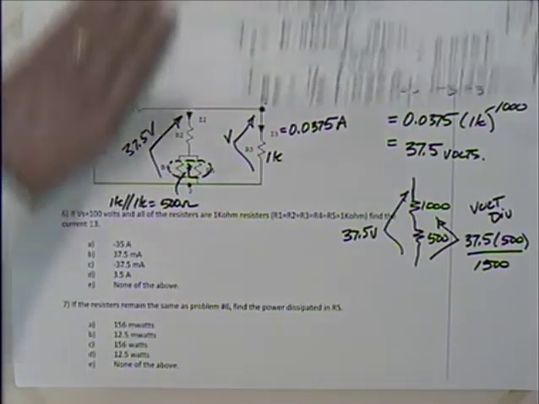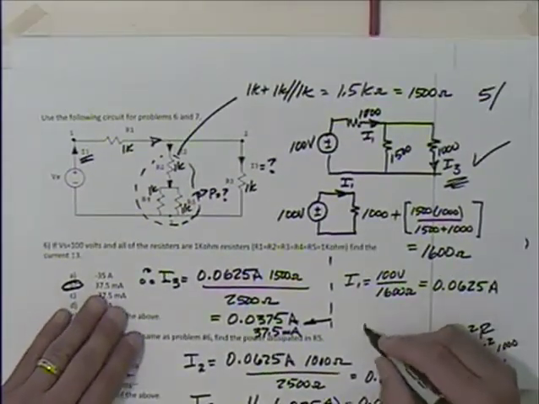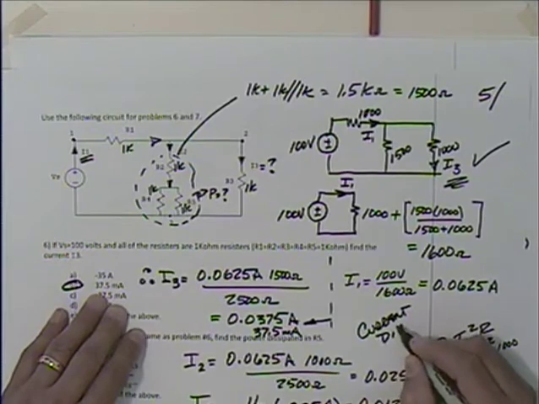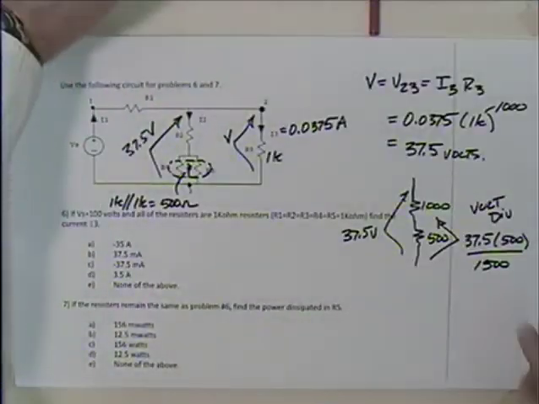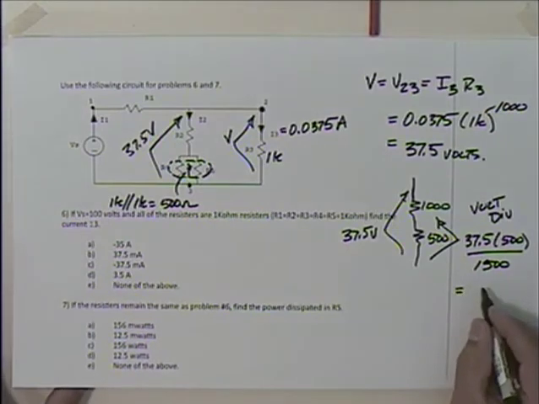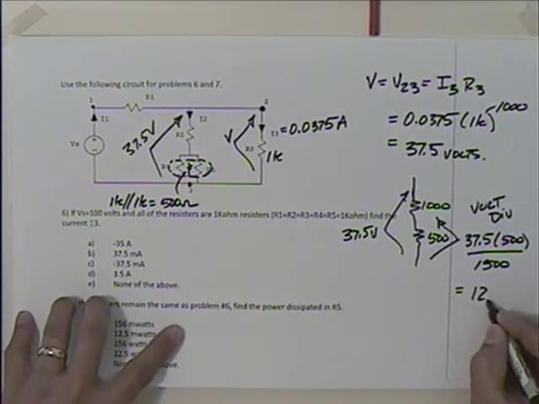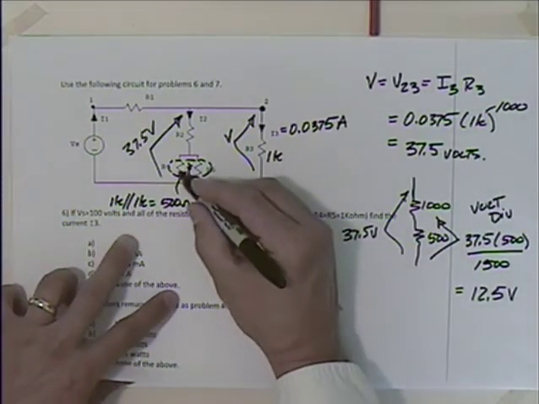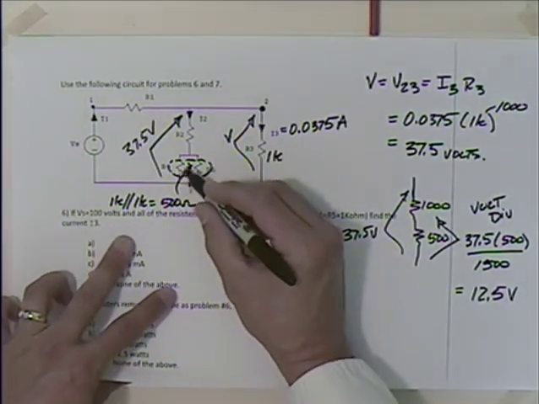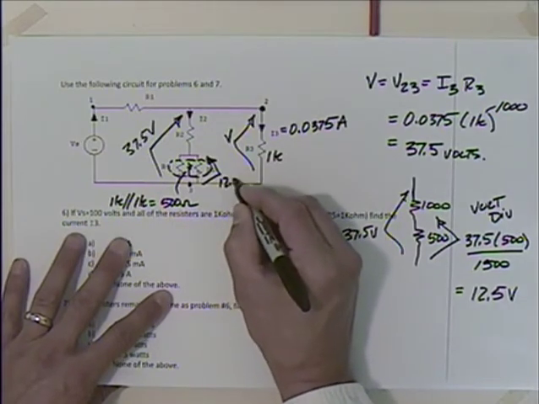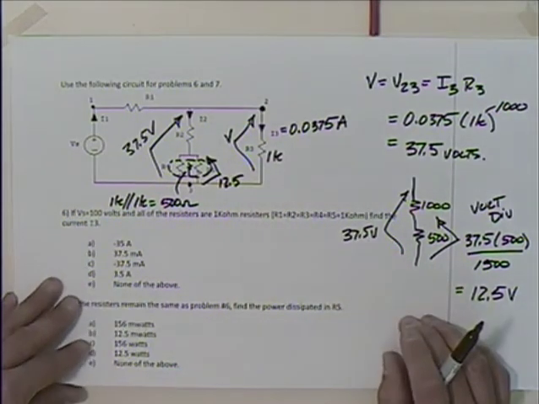So while over here we used a lot of current division, here we're using voltage division. So when you go through that, 37.5, you get 12.5 volts. So I now know the voltage across each one of these resistors, because voltage across things in parallel is the same. So I know that's 12.5 volts. Okay.